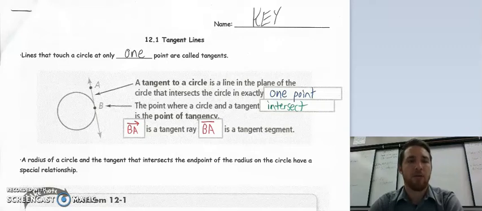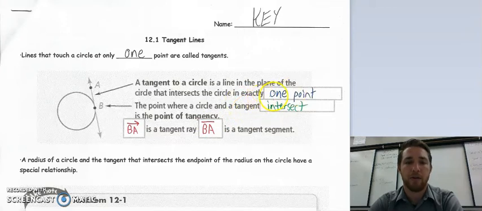So we're starting chapter 12 with tangent lines, lines that touch a circle at only one point. It's labeled there for you as a definition, and as you're going through these notes, you can pretty much just pause and write these down on your paper. You can rewind if we're going through some of those problems and you want to try those again.